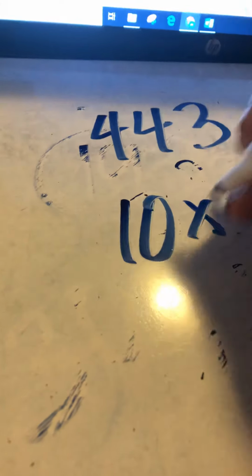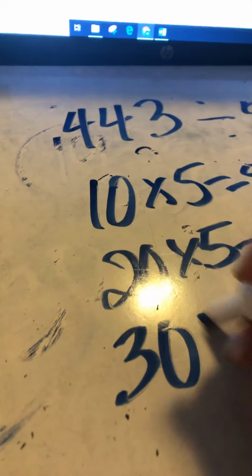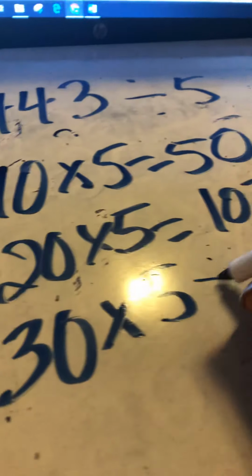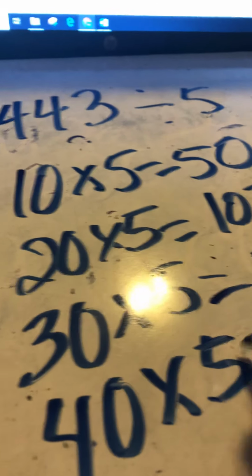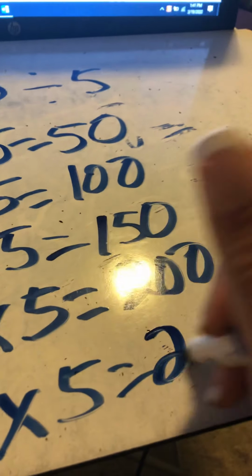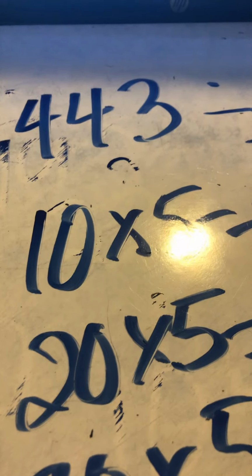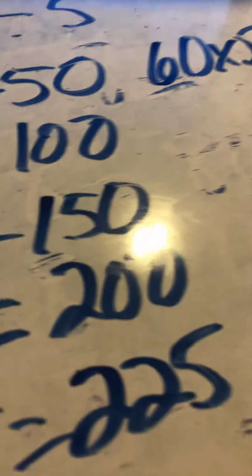Okay, we take 5, and we take 10 times 5, which is going to be 50. 20 times 5, 100. 30 times 5, I'm not even close to 443 yet, is going to be 150. 40 times 5, oh man, it's going to take forever, 200. 50 times 5, 225. We're still not close to 443, right? So this is why it's important to list the tens ones first. 60 times 5, 300. And if you notice, these are super easy.